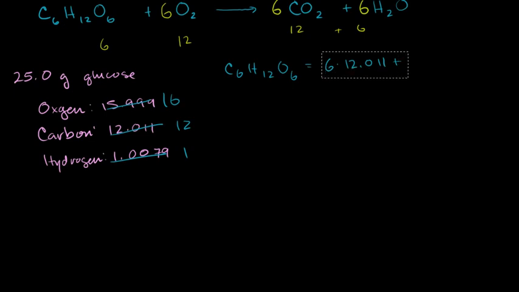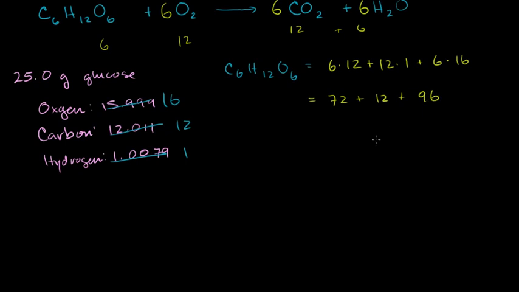Let me clear this. So the atomic weight of glucose is 6 times the atomic weight of carbon, 6 times 12, plus 12 times the atomic weight of hydrogen, 12 times 1, plus 6 times the atomic weight of oxygen, 6 times 16. So what is this? This is equal to 72 plus 12 plus 6 times 16 is 60, 60 plus 36, it's 96.